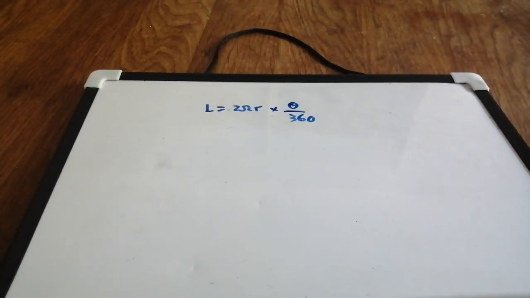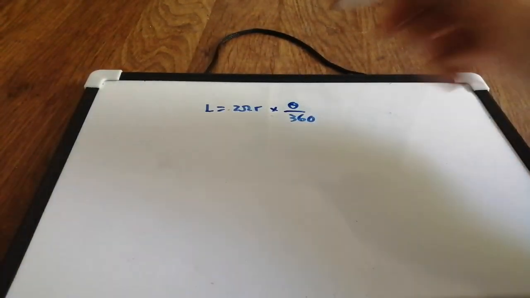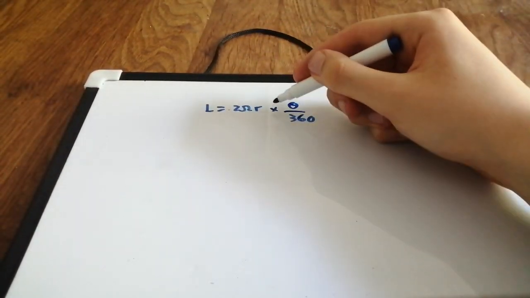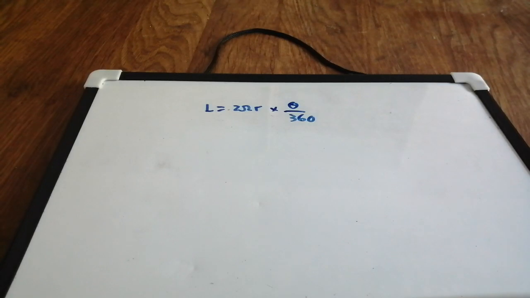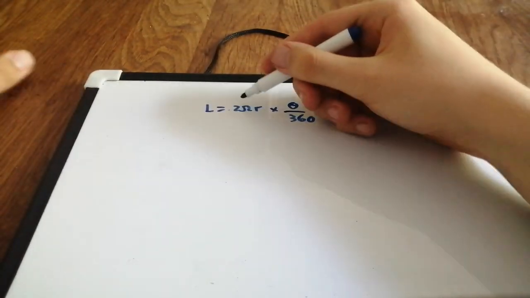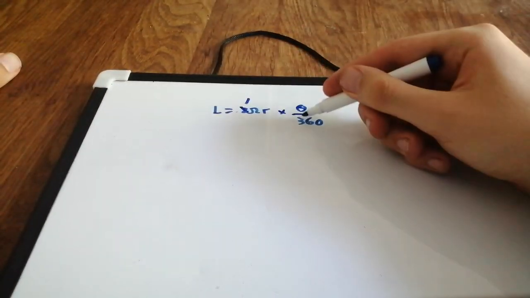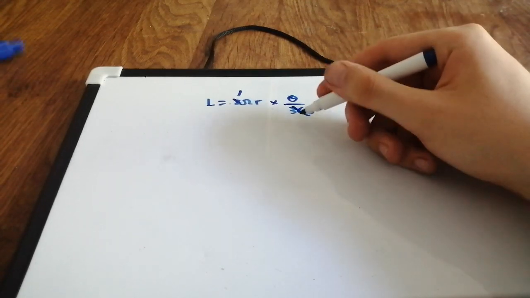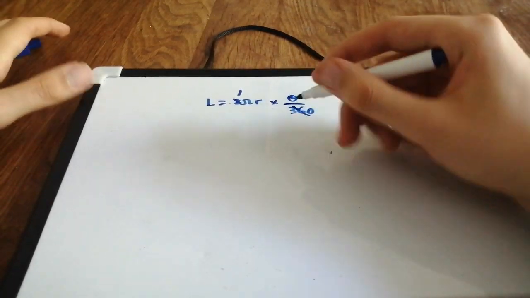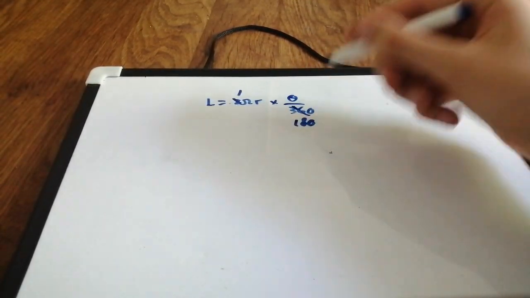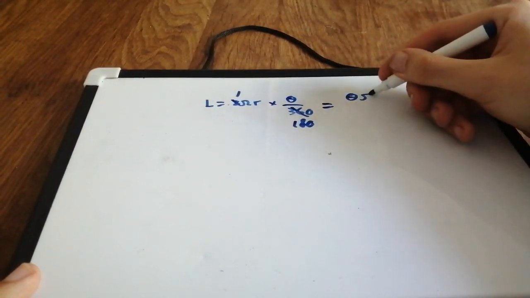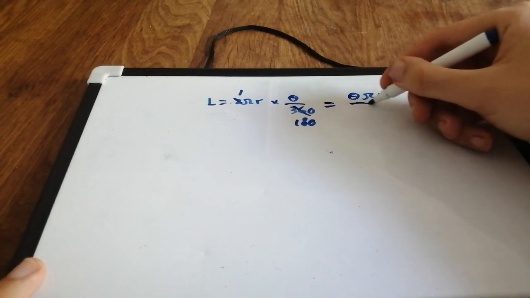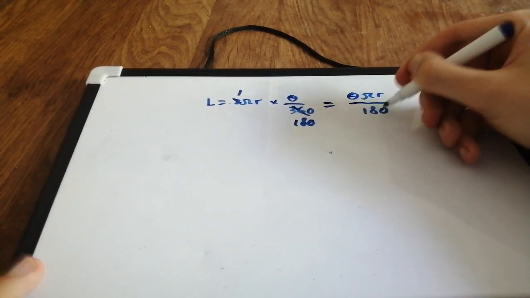Well, firstly, we can start off by multiplying this equation out. We've separated it now, which is how you'll typically see it, but we're going to multiply it out. We can cancel the 2 out because there's a common denominator here, so we can change the 360 to 180, because 360 divided by 2 is 180. So we can change this to theta pi r over 180.